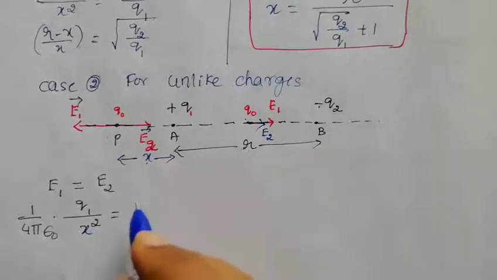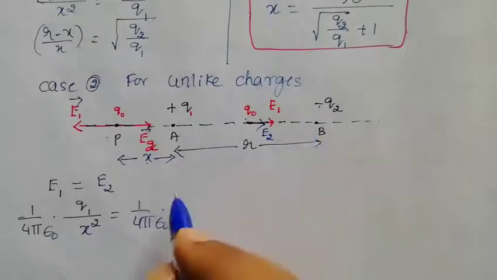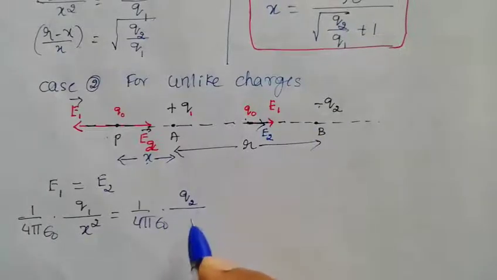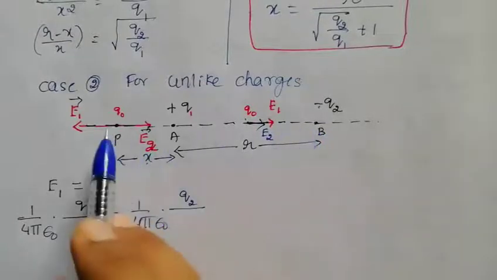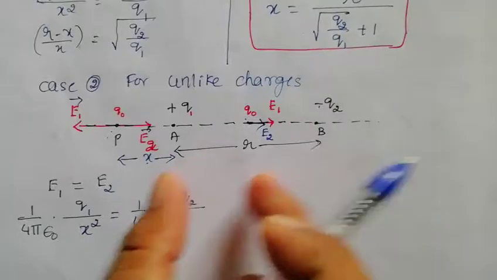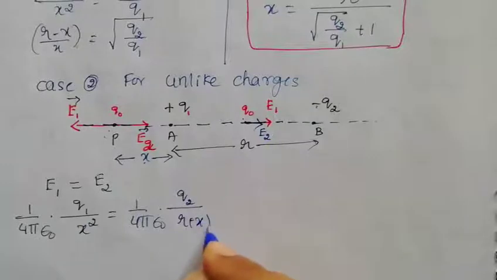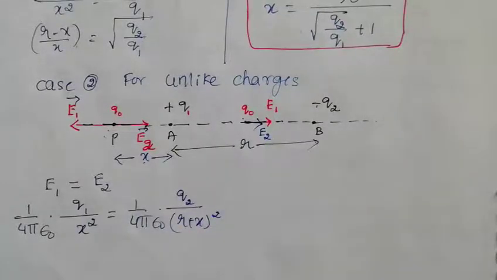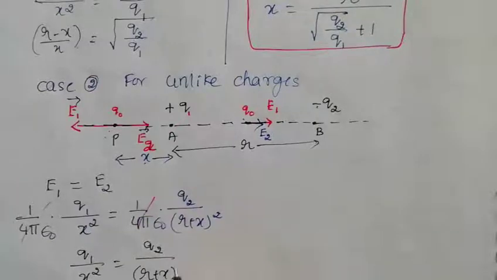That is equal to, for the second, 1 by 4 pi epsilon naught into Q2. We never take the negative sign because we are using magnitude values. The distance from point B to point P is R plus X, so it becomes R plus X whole square. What is going to cancel? 1 by 4 pi epsilon naught cancels. The rest is Q1 by X square equal to Q2 by R plus X whole square.